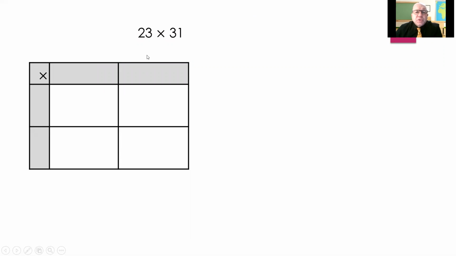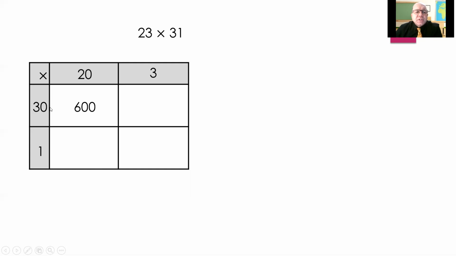Right, let's have a look at this one. 23 multiplied by 31. Let's do our partitioning. 20 and 3, 30 and 1. And let's build these together. 30 multiplied by 20. Well, we do 3 times 2, which is 6. And then we've got 2 zeros in the question, so we've got 2 zeros in our answer.